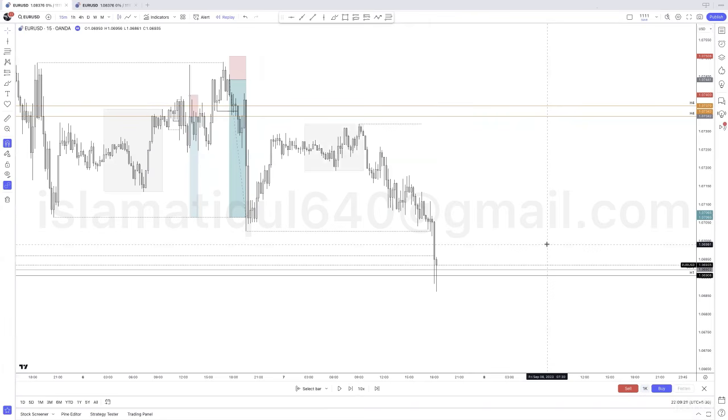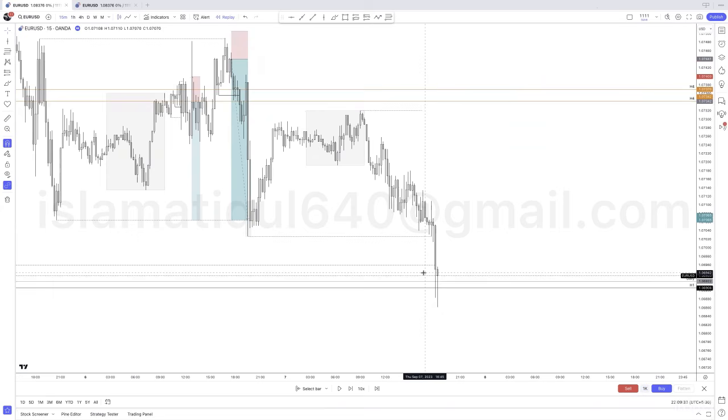Remember that, okay? I mentioned this very clearly in the last session. Once they take out liquidity, in this case sell stops, a lot of sell stops have been run out. They have to run into buy stops, at least on a lower time frame, right? At least on a lower time frame.